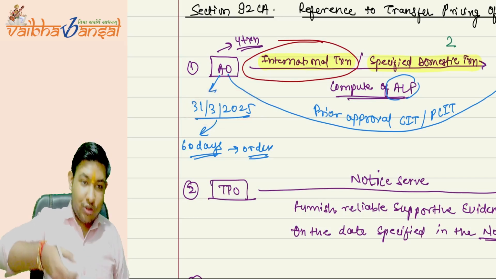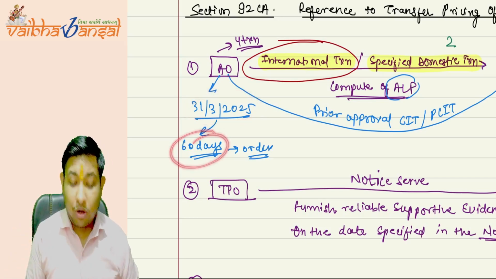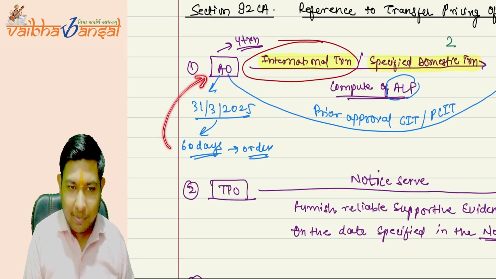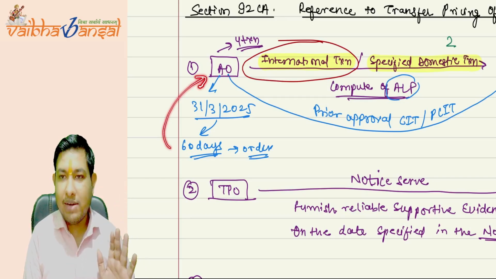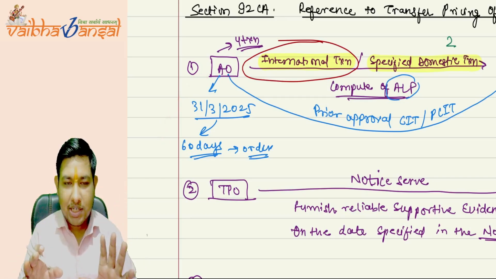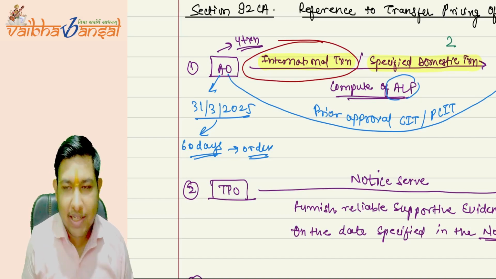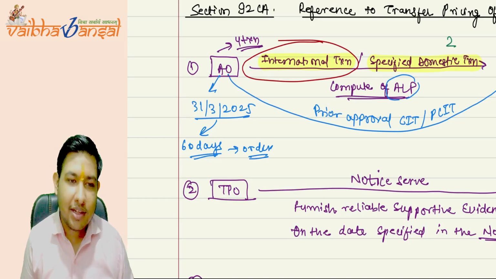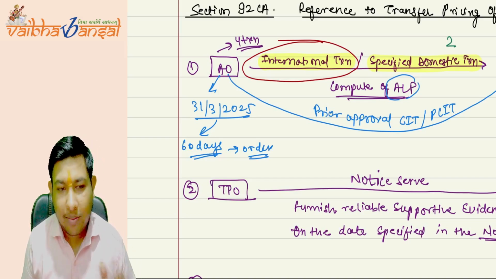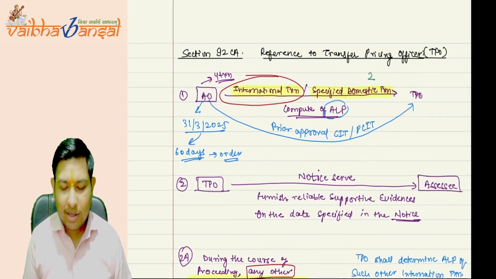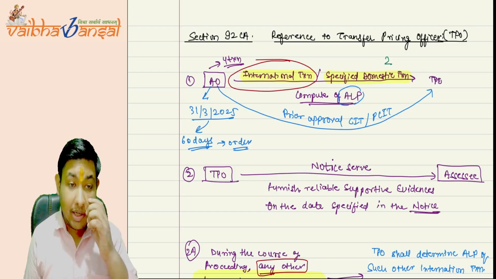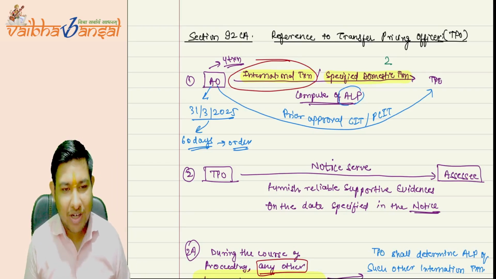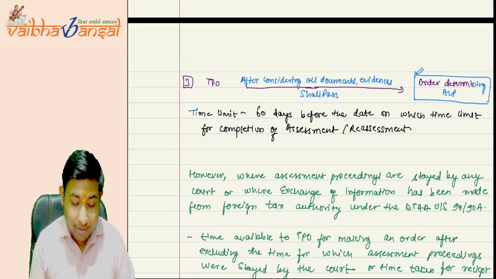Before 60 days from this date, he must give his order to the AO, so that after considering your order and your ALP, the AO can recompute the total income of the assessee, give such deductions as may be prescribed, and issue a demand order, or if a refund comes, give the refund. But in transfer pricing cases, remember one thing: no refund can come. Is this one clear?